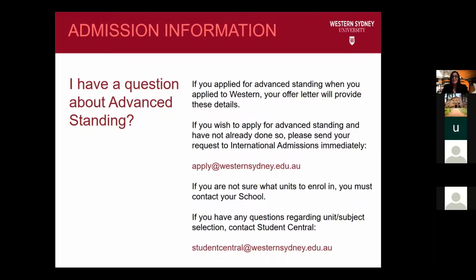Now, some of you, when you go to enroll, you're not going to be sure about what units you want to enroll in. And Zoo will actually go through that process to help you identify those units. But you may still have questions because some of the units you may need to search for in the online handbook. If you have any questions regarding unit or subject selection when you enroll, make sure you contact Student Central, okay?